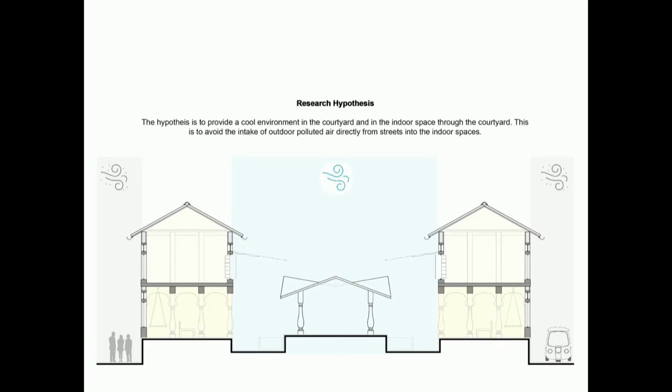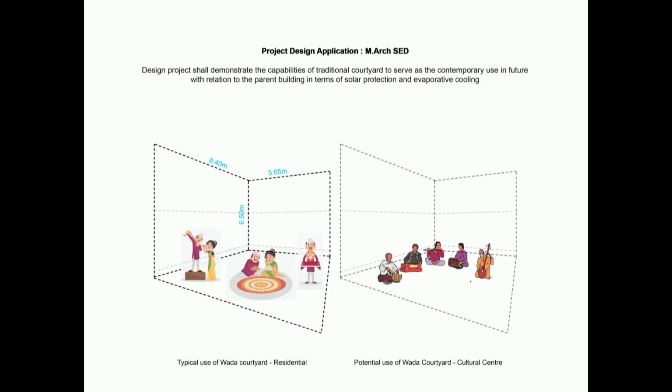Talking about my research hypothesis: it is to provide a cool environment in the courtyard and the indoor space through the courtyard. This is to avoid the intake of outdoor polluted air directly from the streets into the indoor spaces. And my project design application as an MRH-SED is that the design project shall demonstrate the capabilities of the traditional courtyard to serve as a contemporary use in future, with relation to the parent buildings in terms of solar protection and evaporative cooling.